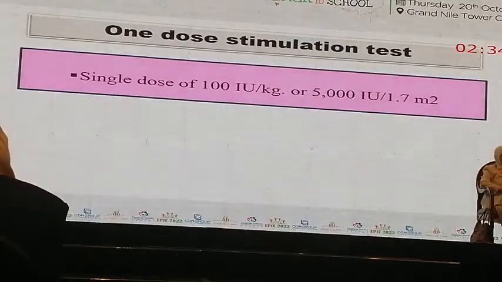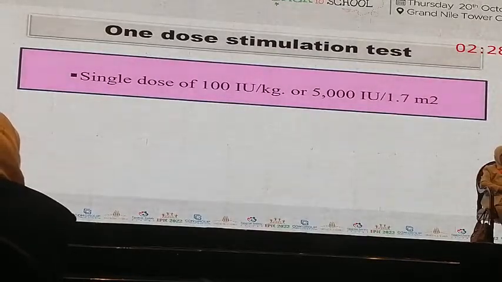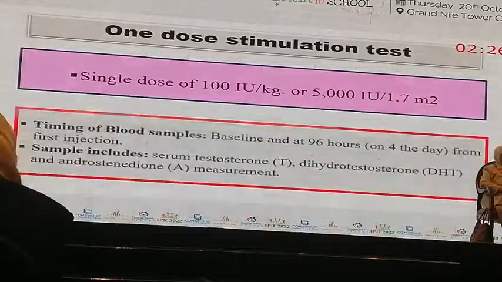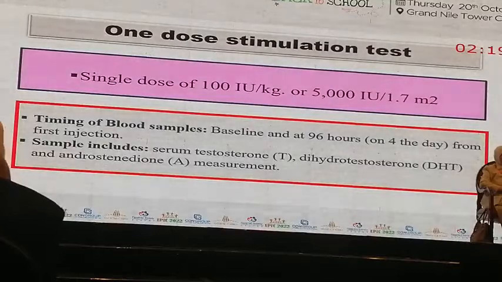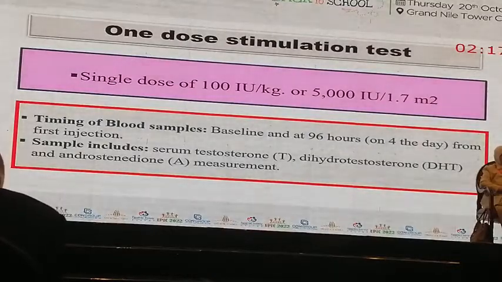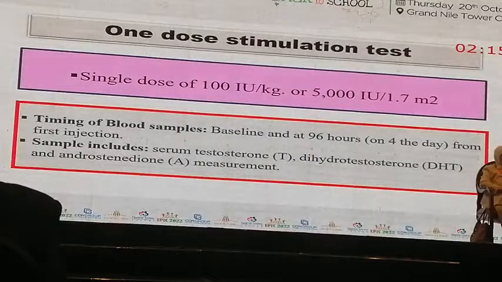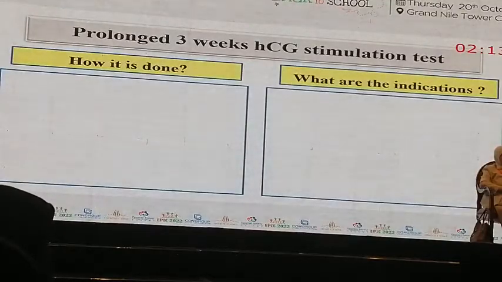For the 1-dose stimulation test, it's based on the weight. It's 100 per kilogram or 5,000 per 1.7 square meter. The timing of the sample is the same as the 3-day test, on day 4 from the first injection, including the same profile.